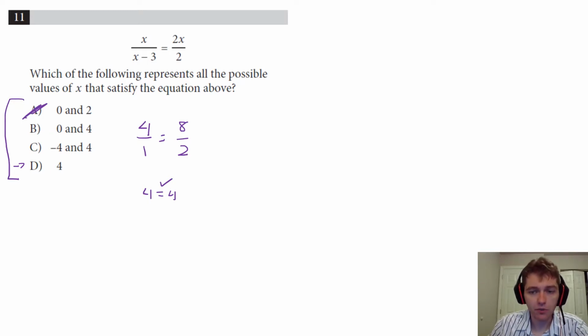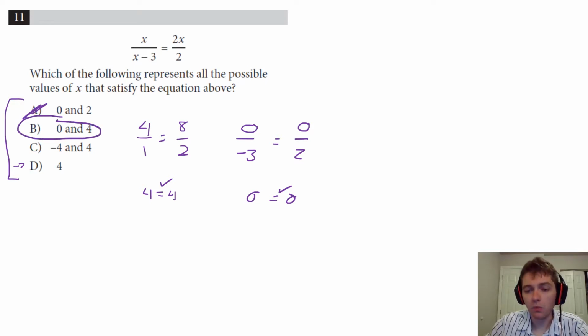We'll try 0 first, so you'll be left with 0 over negative 3 is equal to 2 times 0 over 2. That means that both of those are equal to 0. That also checks out. That means that your correct answer is B. 0 and 4 will satisfy the equation.